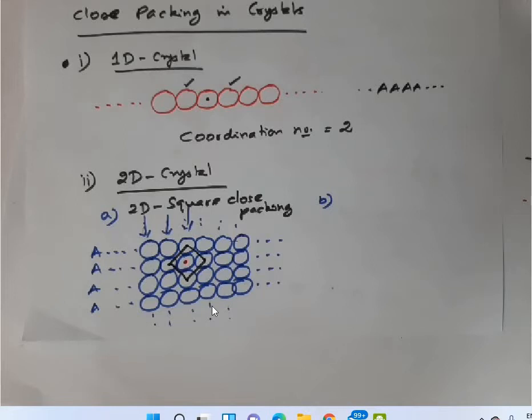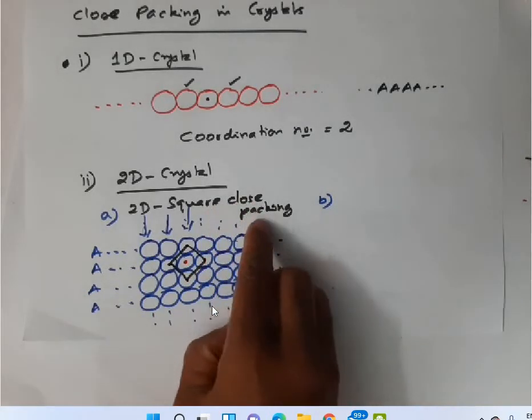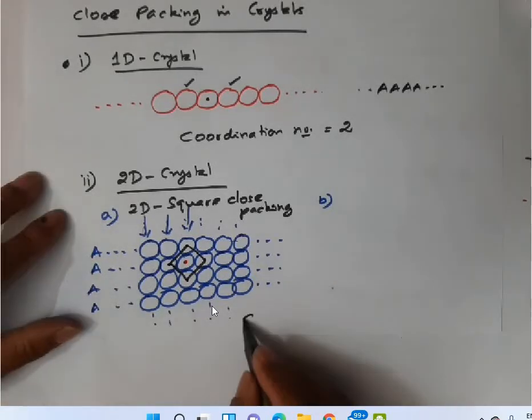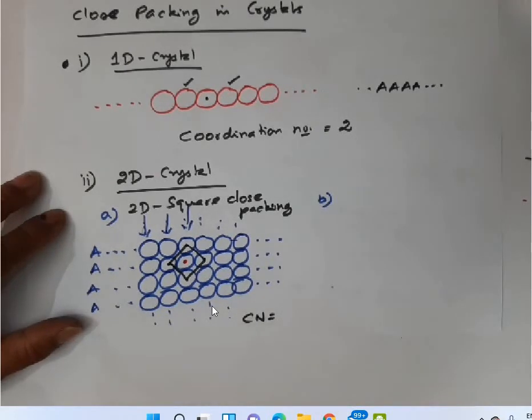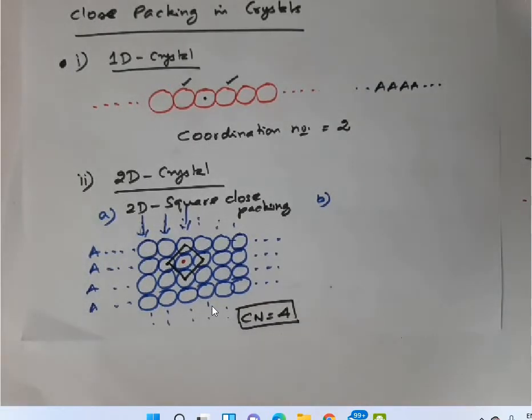Is it clear, students? Any doubt in this? You take any one atom as a reference atom and see the neighboring atoms which are touching the surface. Then, okay, Maya, join the centers of the neighboring atoms. If you join the centers, you will get a square-like shape, and because of that, we call this type of layer of atoms a two-dimensional square close packing layer. What is the coordination number for this? 4, sir. 4. Very good. So for two-dimensional square close packing, the coordination number is 4.